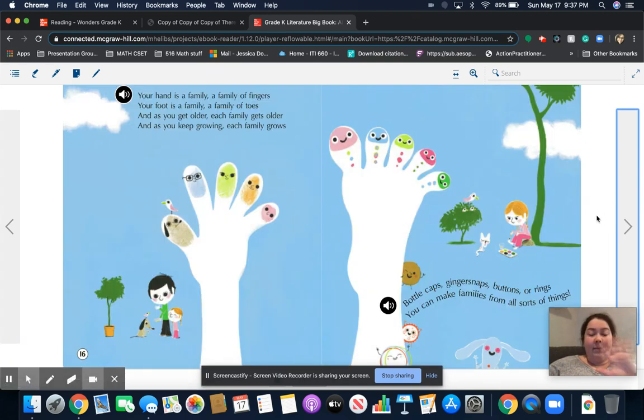Your hand is a family of fingers. Your foot is a family of toes. And as you get older, each family gets older. And as you keep growing, each family grows. Bottle caps, ginger snaps, buttons, or rings, you can make families from all sorts of things.